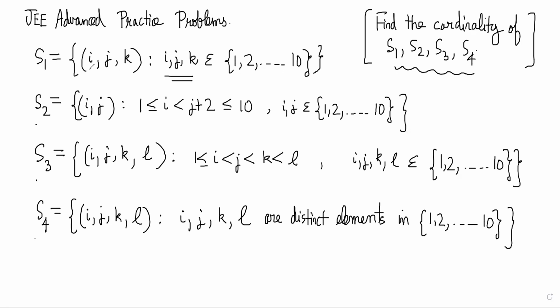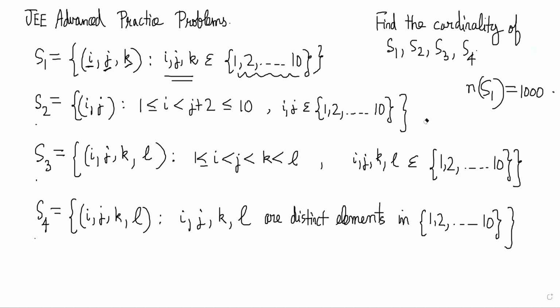So for the first element, how many choices are there? There are 10 choices here, right? And similarly, for the second element also, there will be 10 choices. And for the third element also, there will be 10 choices. So the number of ways in which we can make ordered triplets here would be simply 10 into 10 into 10. So the cardinality of S1, or n(S1), is equal to 1000. So that is the first part of the problem. We get that n(S1) is 1000, and that is fairly straightforward.